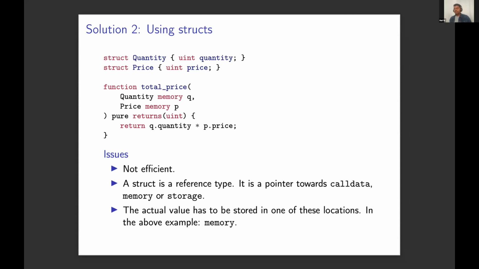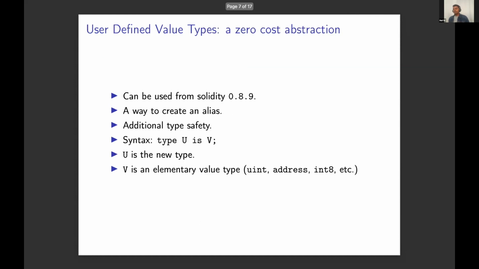Now let's go to the real solution. So what if Solidity had a way to create an abstraction, but without having to pay an additional cost for it? Abstractions are amazing, but we don't want to pay more gas for it. So let me introduce you to user-defined value types. It is what we call a zero-cost abstraction.